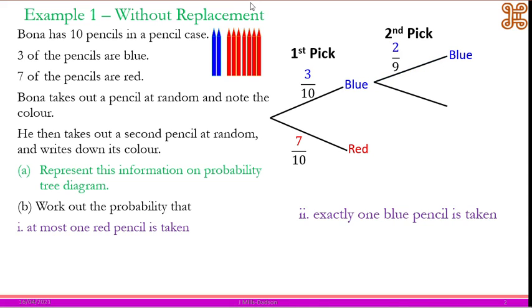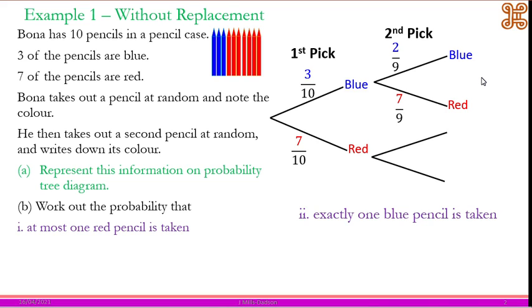So the probability of picking the next blue will be 2 out of a total of 9. As you can see, there are 2 blue out of 9. But the red will still be the same number, but the total will be out of 9. So getting a red will be 7 out of 9.